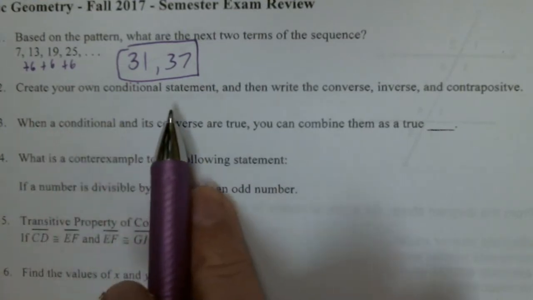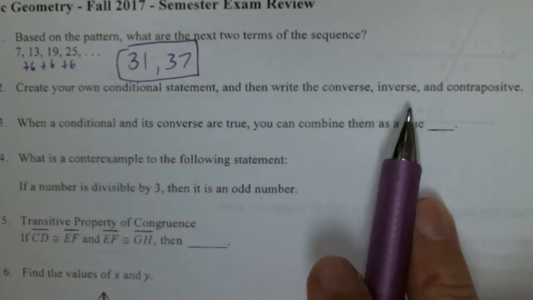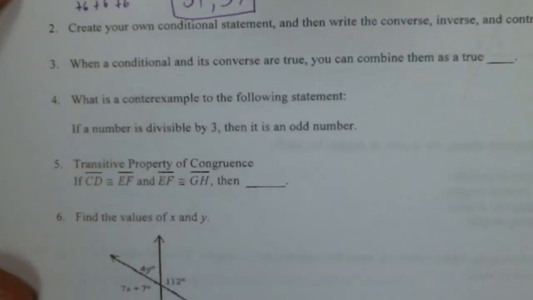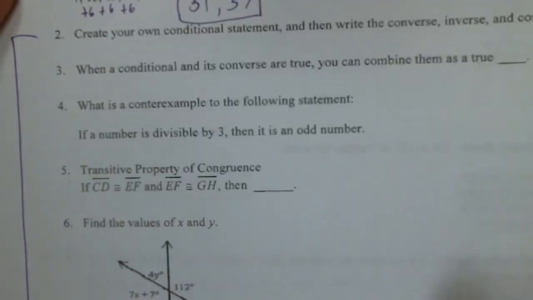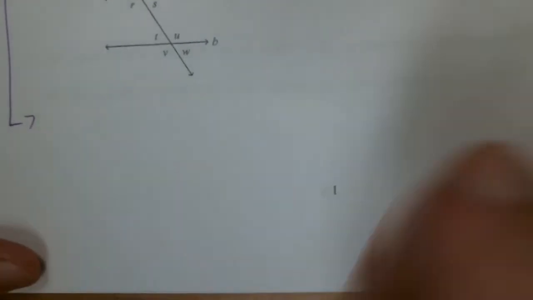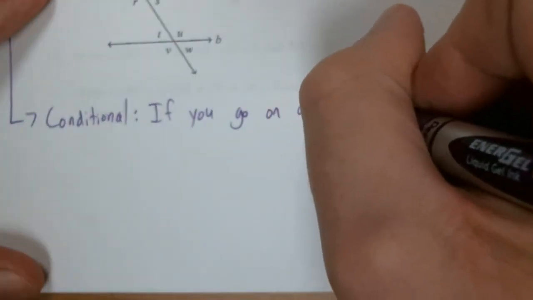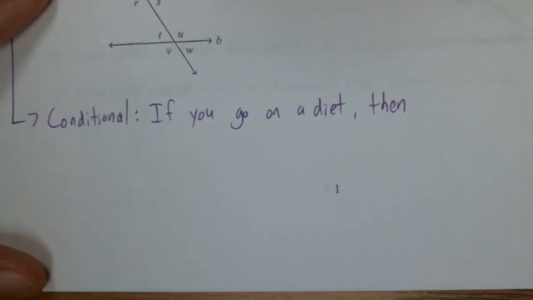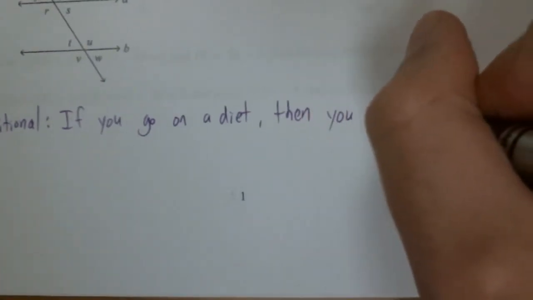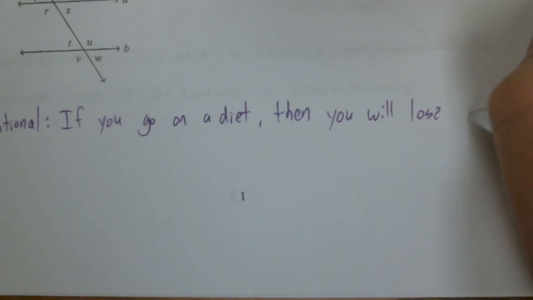All right, create your own conditional statement and write the converse, inverse, and contrapositive. So I'm going to draw myself an arrow and go all the way down here to the bottom, give myself some room. And I'm going to create a conditional statement. What does a conditional statement have? Every conditional statement has an if and a then. I'm going to go with, if you go on a diet, then you will what? You'll lose weight.